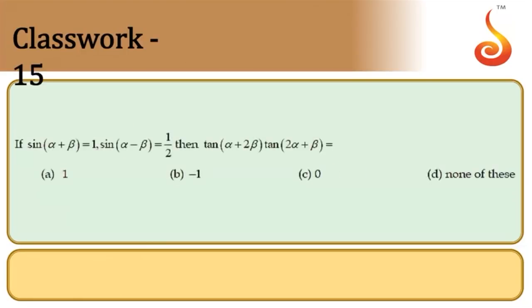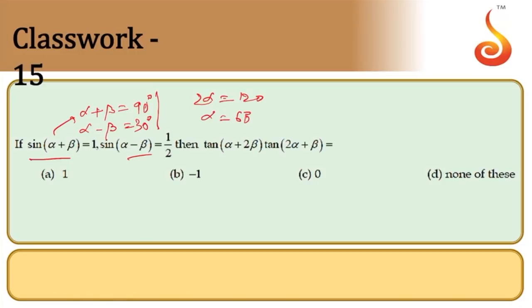The 15th one. Now, we know sine of alpha plus beta is equal to 1. Definitely alpha plus beta is 90 degrees. And alpha minus beta is equal to, how much is this? 30 degrees. So clearly we can evaluate alpha and beta over here. So what are alpha and beta? When you add, 2 alpha happens to be equal to 120, alpha is equal to 60 degrees. Subtracting, 2 beta is equal to 60, beta is equal to 30 degrees.